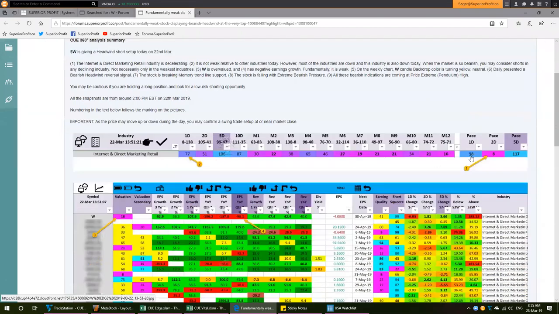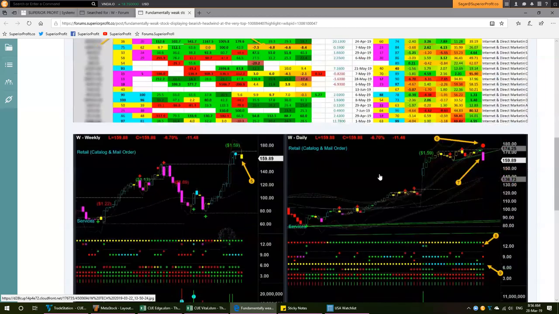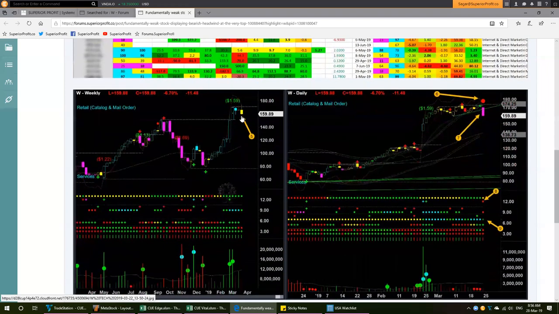At that time, the base column was magenta, therefore it was decelerating. W is overvalued with negative earnings growth. Fundamentally, it was weak at that time. Technically, weekly was neutral color, yellow color. It had a bearish shape candle and daily had a bearish headwind signal.